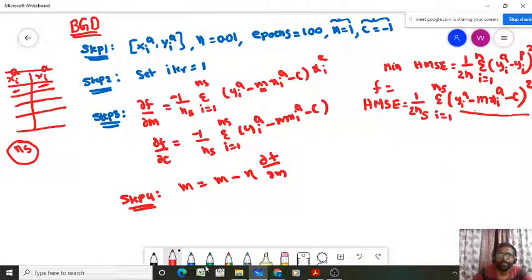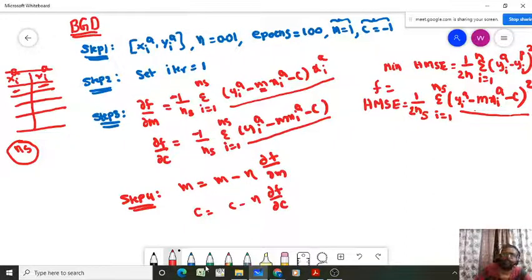In the case of stochastic gradient descent optimization, dou f by dou m equals this only, and dou f by dou c equals this only. But in the case of batch gradient descent optimization, this complete whole term comes into the picture. So you have to update your model parameters: m equals m minus eta into dou f by dou m, and c equals c minus eta into dou f by dou c. Fine, that is step 4. So now we are updating the model parameters, and once that is done, you go to the next step.